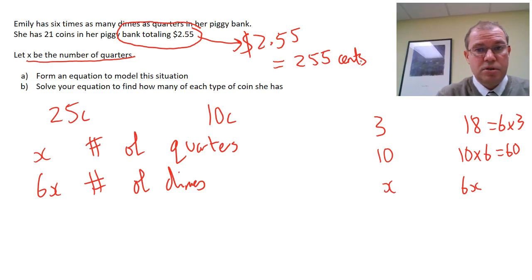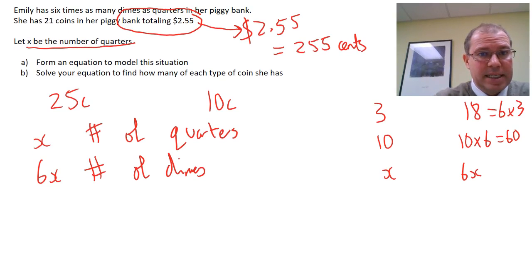So that's the first thing I'm going to do to make sure that I'm in all the same units, because x is the number of quarters, 6x is the number of dimes. We're going to work in cents. So always decide what units you want to work in. And I think cents is easier for this problem because we're not into decimal numbers.